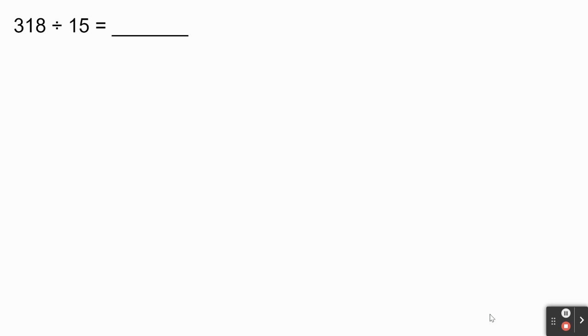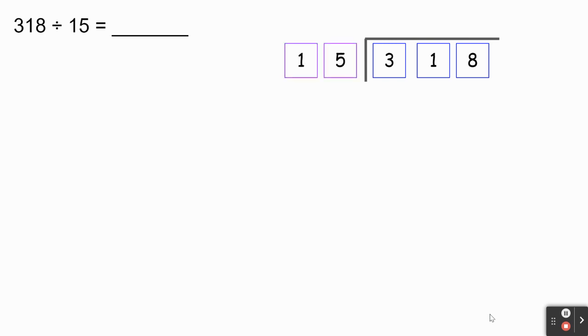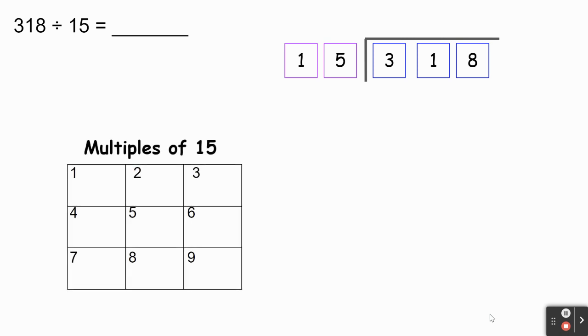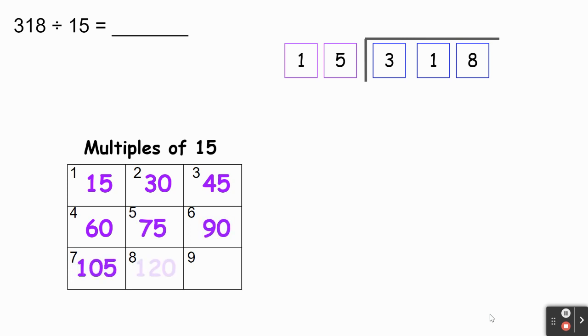Let's try one more problem. Here we have 318 divided by 15. We're first going to go ahead and place the dividend on the inside of our division symbol. So we'll place 318 on the inside, and we'll place 15 on the outside. We're going to list our multiples of 15 since 15 is our divisor. So we have 15, 30, 45, 60, 75, 90, 105, 120, and 135.